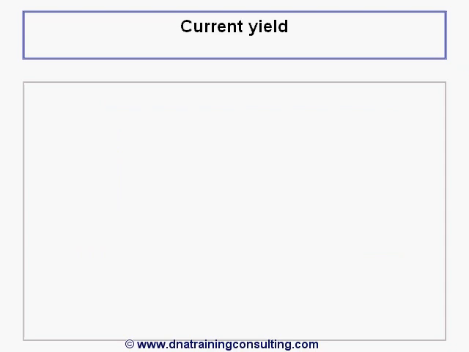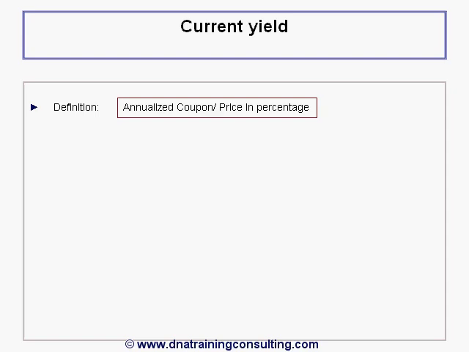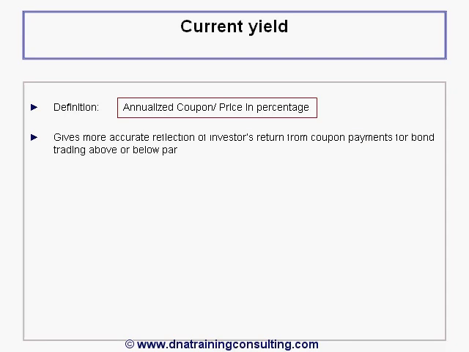Perhaps the easiest yield measure for a bond is that of current yield. This is simply the coupon divided by the clean price at this moment, or more formally, annualized coupon expressed as a percentage divided by the price expressed as a percentage. This measure is intended to give a more accurate reflection of the return on your investment in the form of the coupon payments when a bond is trading above or below par value especially.